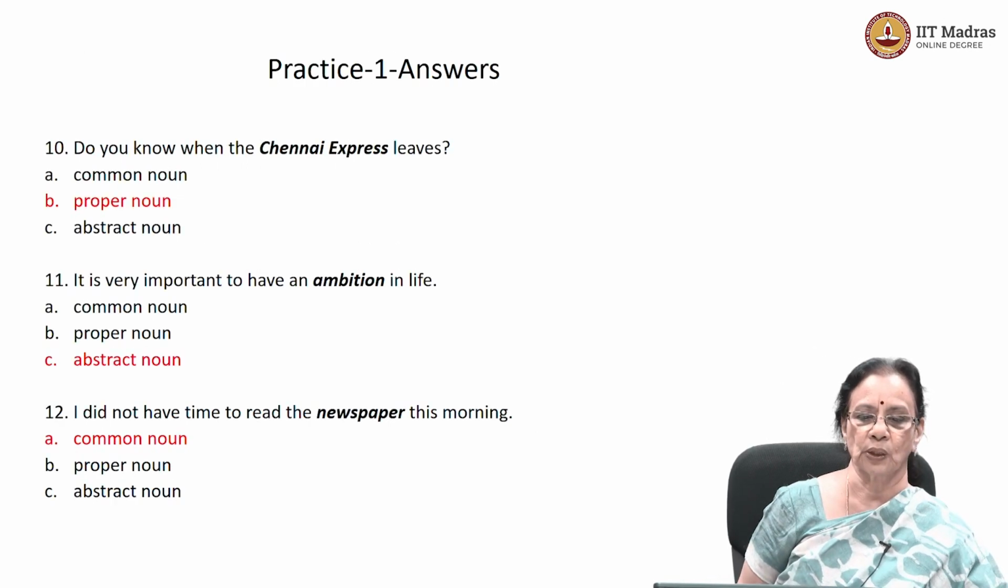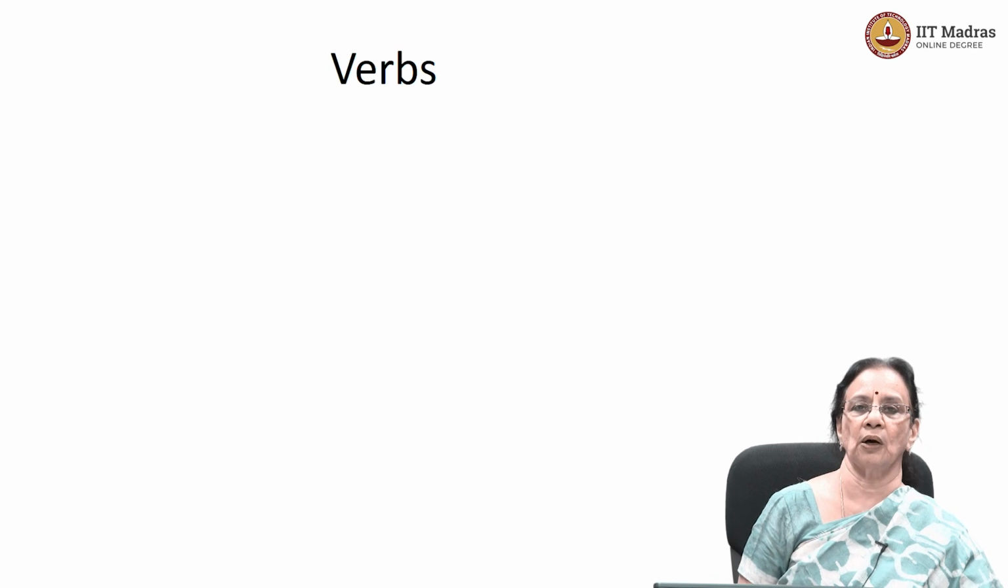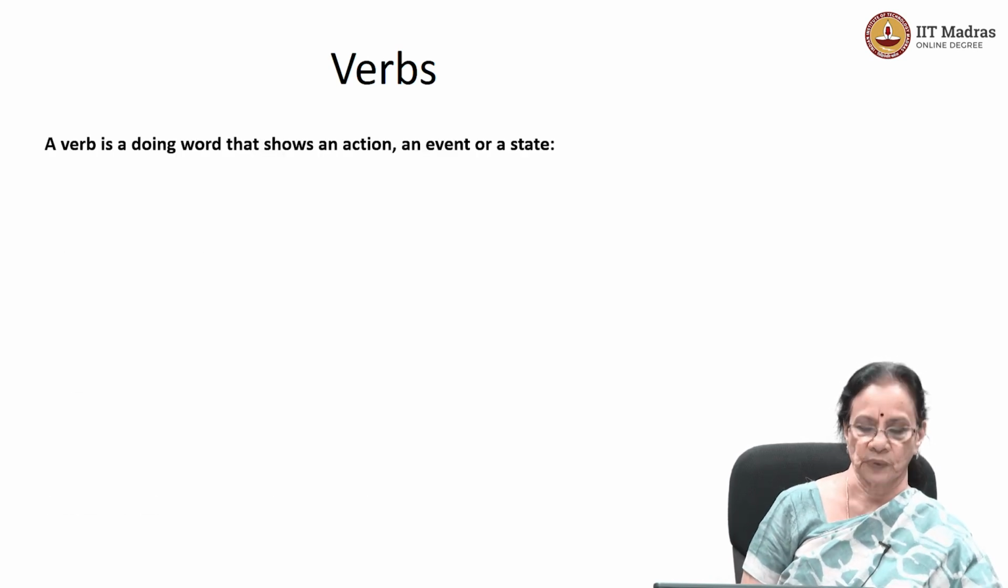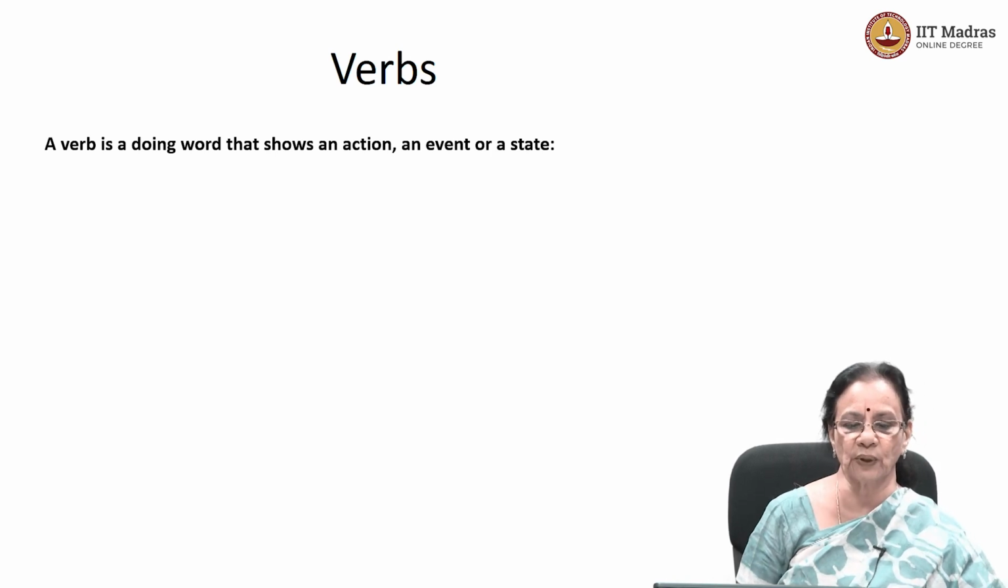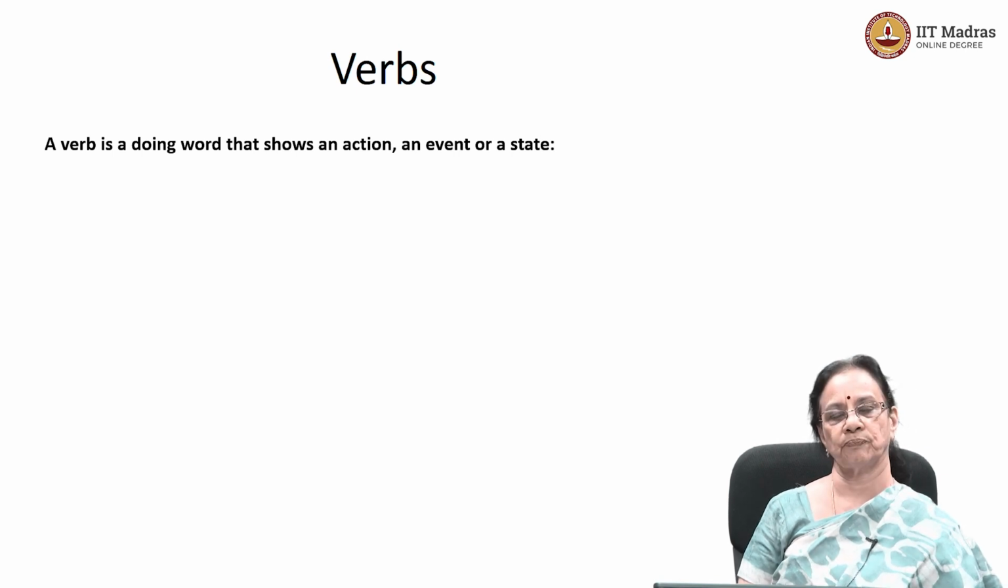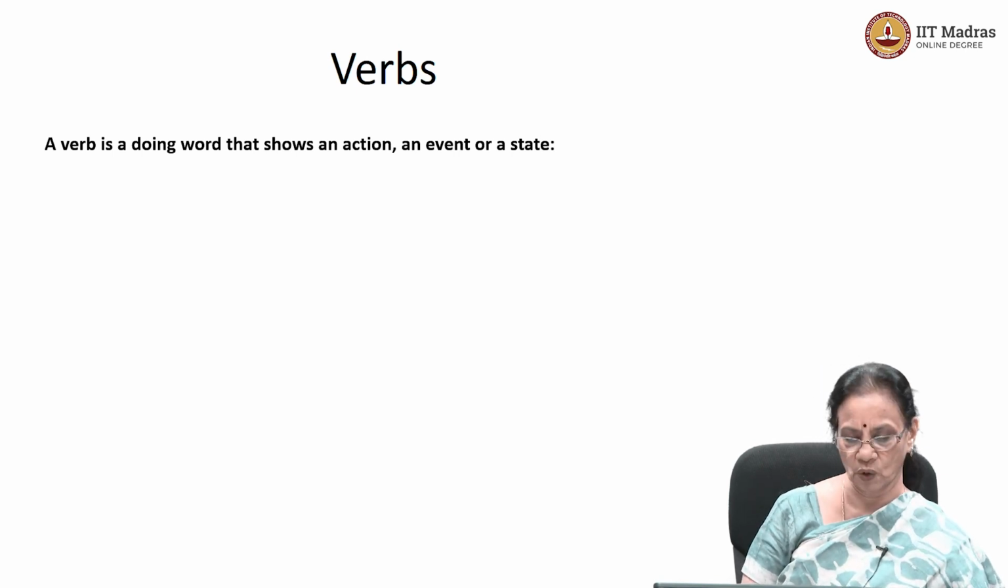Let us move on to the next part of speech, the verbs. Now, what is a verb? A verb is a doing word that shows an action, an event, or a state. That is the definition of a verb.